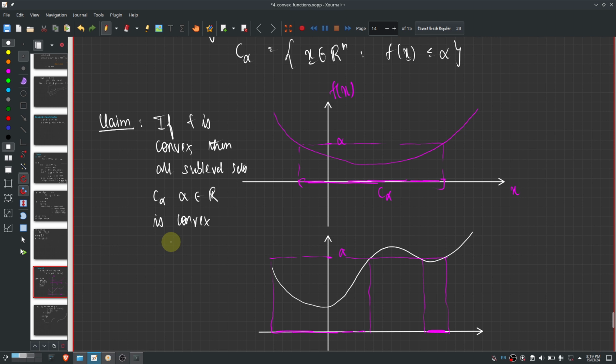I'm sorry? Correct. No, why does it imply that the sublevel set is convex?